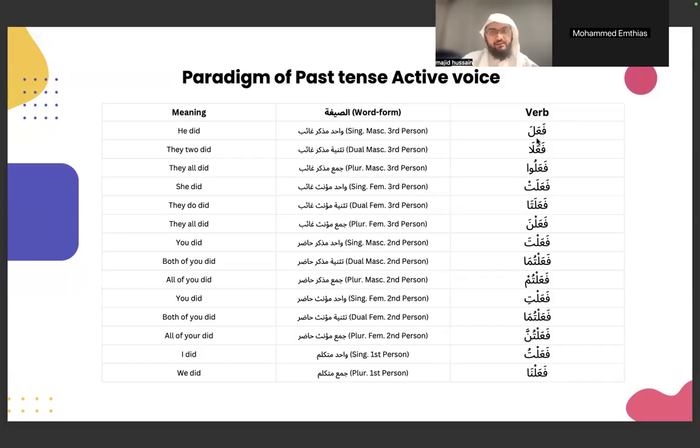So maybe you can write this down first, the Arabic one. Actually, if these three things are together, it will help you to remember. Third person, first masculine, then feminine, then second person masculine, then feminine, then the first person, which is I, and the last one is we.